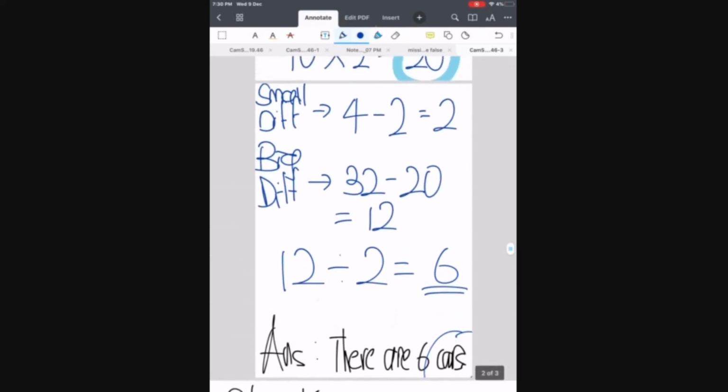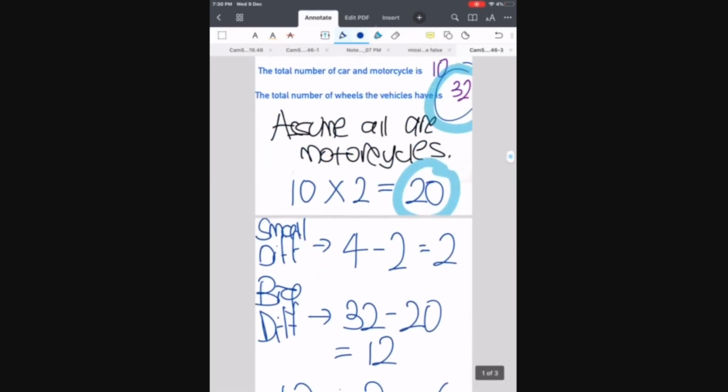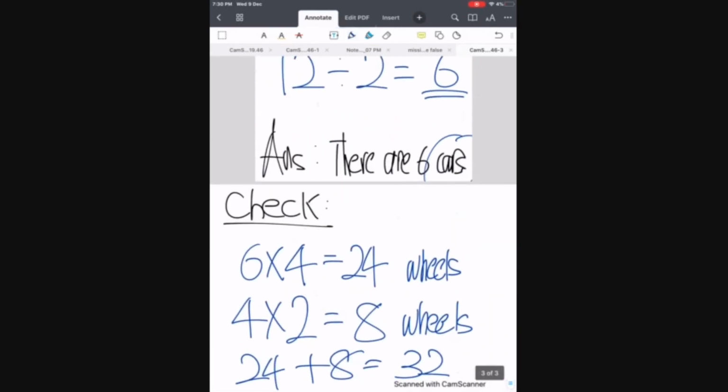Now to check the answer, what we do is 24 plus 8. When we add the number of wheels, we get the total number of wheels in the car park. So we can use this equation to check. This is 32. So we can check that the total number is correct. As you can see, the total number of wheels the vehicles have is 32. And when we check, we also get 32. So from this, we can know that our answer is correct. So this is the end of our video.